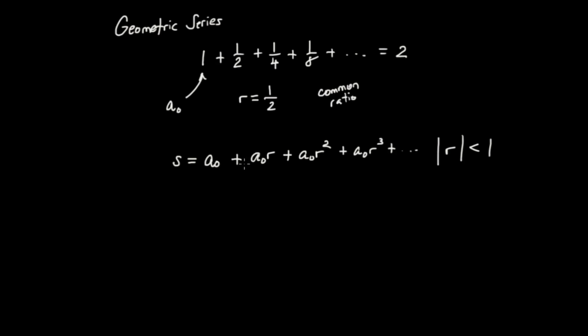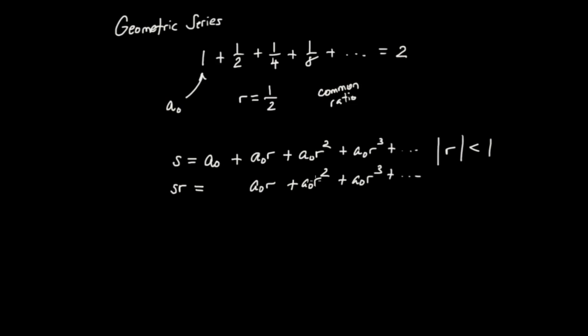So I'm going to call the thing that this series converges to s, and then I make the key observation that if I multiply both sides by r, I get the following series. I'm going to multiply every term by r, so the first term of this new series is going to be a naught r. Then the next one's going to be a naught r squared, plus a naught r cubed, and so on.